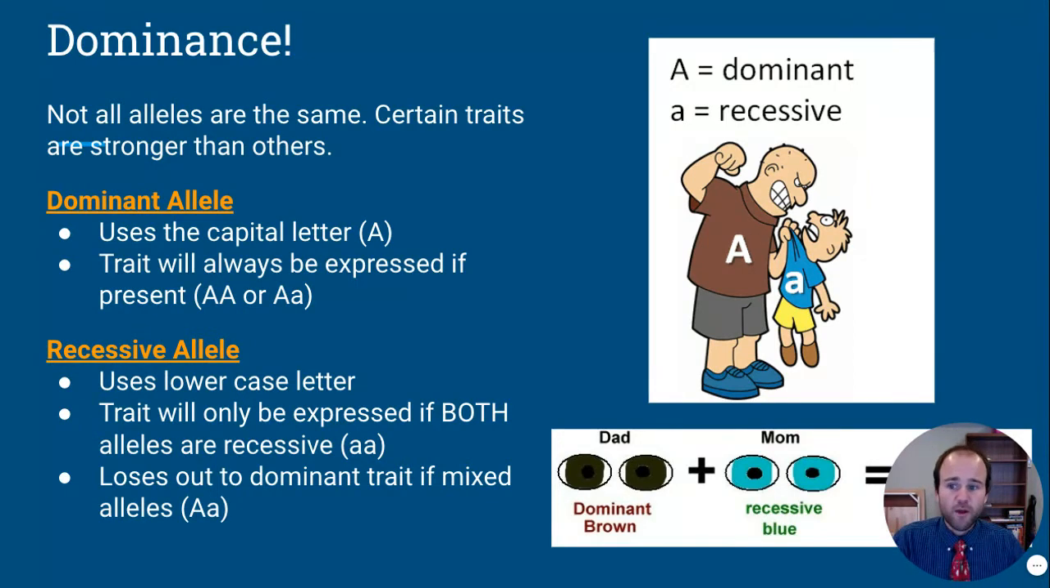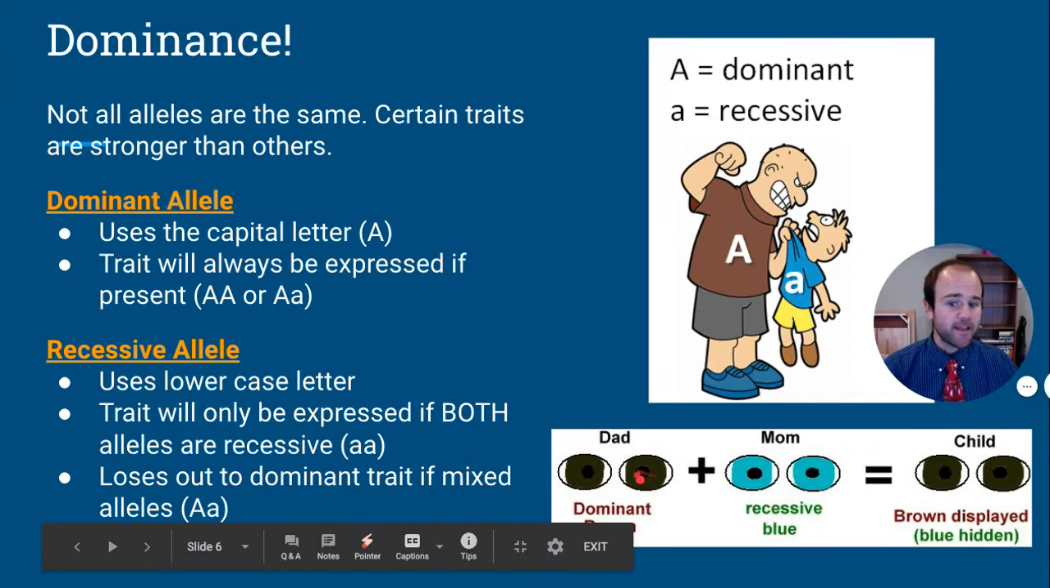Now, a dominant allele we write with a capital letter, like A, and it is always expressed. So it doesn't matter if your two alleles on your two chromosomes are big A, big A, or big A, little a, the dominant allele will express the trait. The recessive allele will use the lowercase letter, so little a. We only see the recessive trait if both alleles on both homologous chromosomes are recessive, so little a, little a. Again, the dominant trait will win if they're mixed. So for example, if dominant is brown eyes and recessive is blue eyes, and a child has one brown allele from one parent and one blue allele from the other, the trait they will see is brown, even though they have a blue allele and a brown allele.